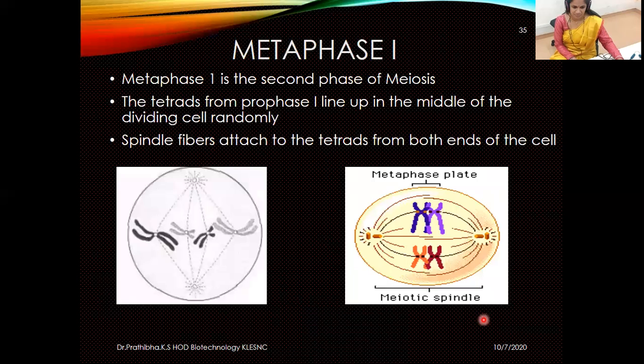Now let us go through metaphase I. Metaphase I is the second phase of meiosis, right? The tetrads from prophase I line up in the middle of the dividing cell randomly. Spindle fibers attach to the tetrads from both ends of the cell. You can see this is the metaphase plate, and here you can see the meiotic spindles.